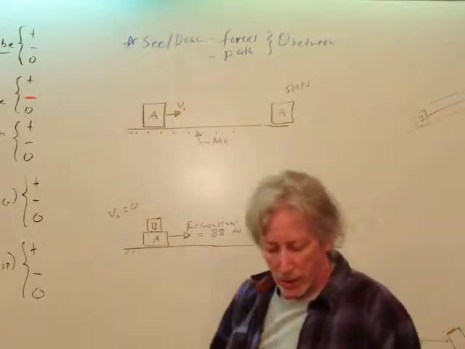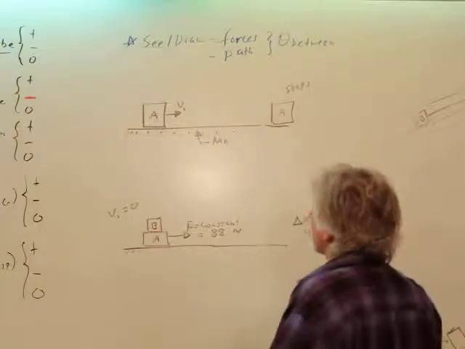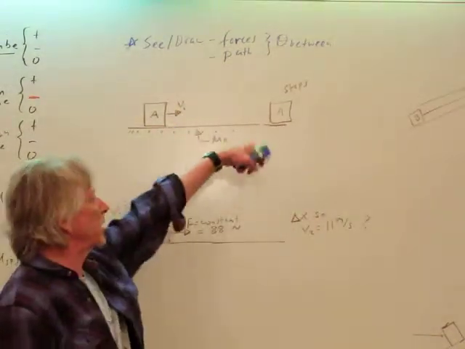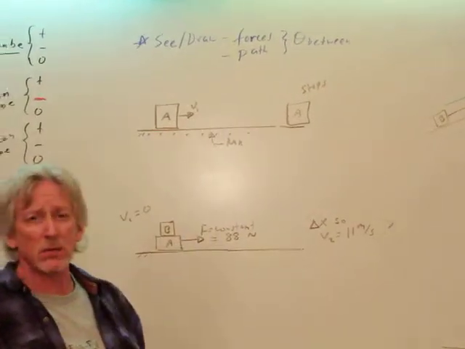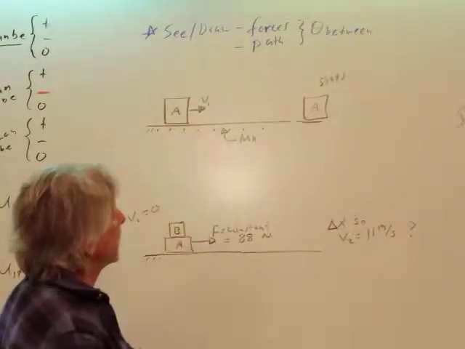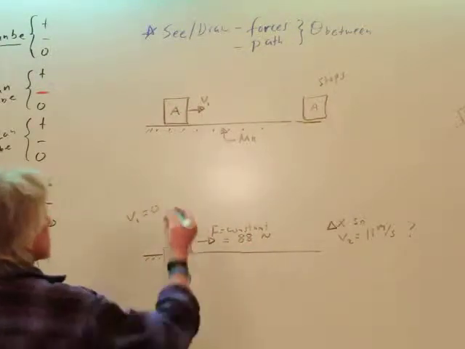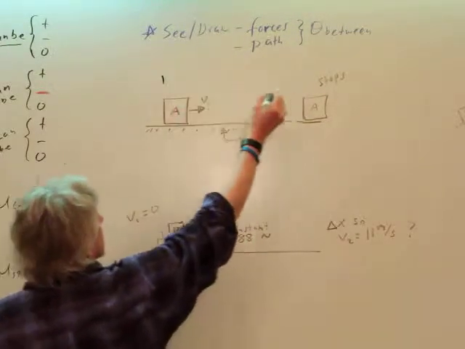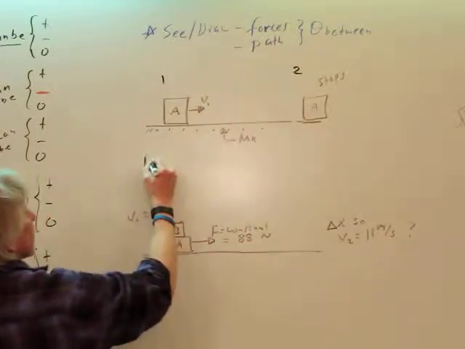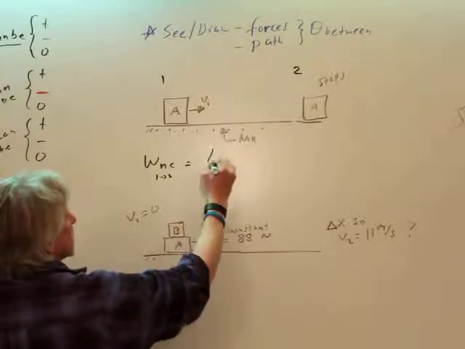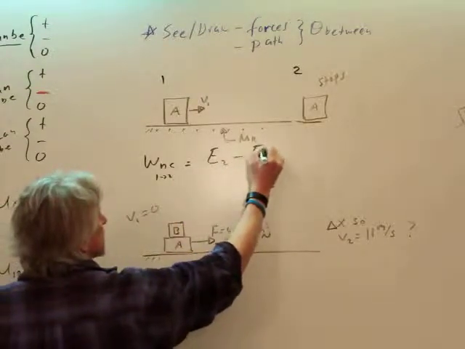Here's a problem, real quick. These get pretty simple once you get the groove. An object starts out with some velocity v1, then it stops. There's some coefficient of kinetic friction here. What can I find out? How would I set that up? Well, whatever's being asked, I can just start here. I would start with state 1, state 2: the work non-conservative from 1 to 2 is equal to the energy at 2 minus the energy at 1.